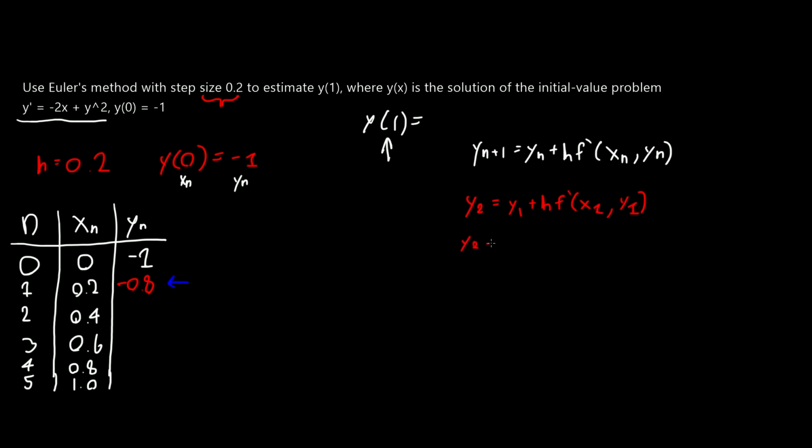So y sub 2 is what we're looking for. Y sub 1 is right here. It's what we just got. It's negative 0.8, and then plus the step size of 0.2 multiplied by f prime of x sub 1, which is 0.2, comma y sub 1, which is negative 0.8. Something interesting is that the negative 0.8 matches in both of these areas. That's because they're using the same exact y sub 1. So here we have y sub 1 and y sub 1. So they also match when we put in the number.